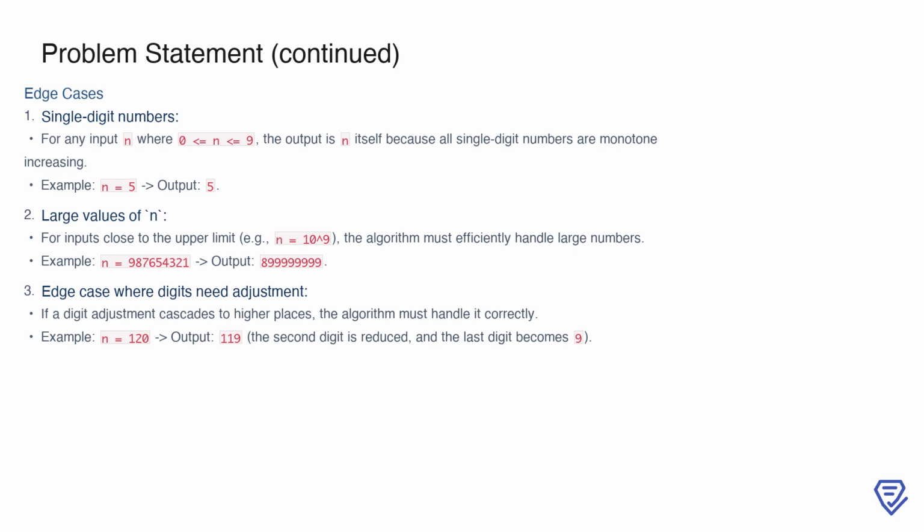Next, for very large numbers, such as those close to the upper limit of 1 billion, the algorithm should still handle these efficiently. For instance, if n is 987654321, the output would be 899999999 after making the necessary adjustments. Lastly, consider cases where a single-digit adjustment cascades to higher places. For example, if n is 120, the second digit 2 needs to be reduced to 1, and the last digit is set to 9, resulting in 119. These edge cases emphasize the importance of handling different scenarios carefully to ensure the solution is both correct and efficient.